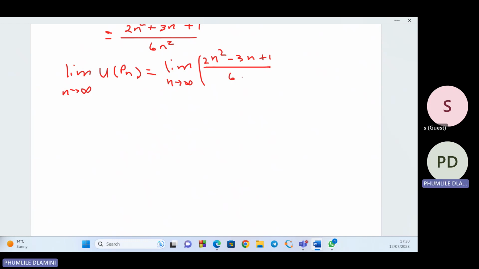over 6n squared. So are you properly seeing the screen now? Yes, I see everything. Okay, no problem.